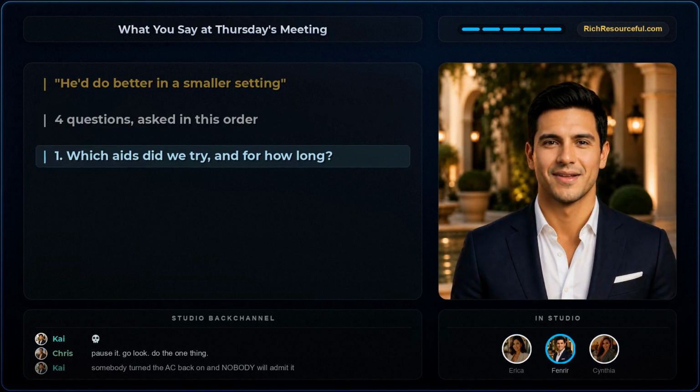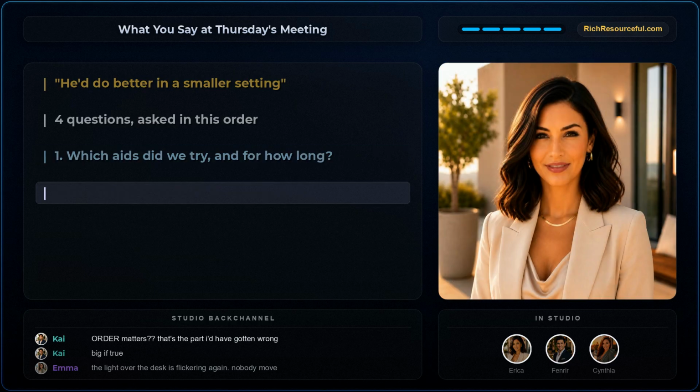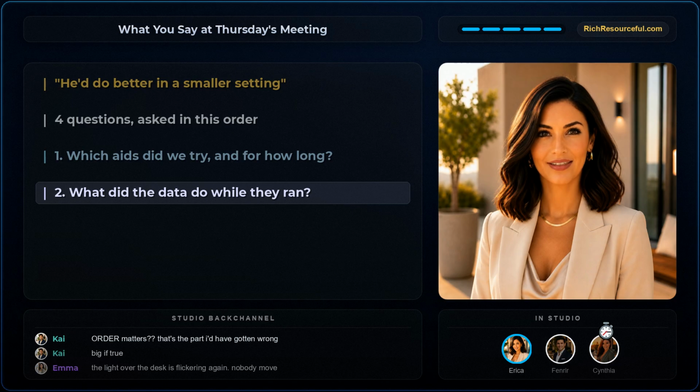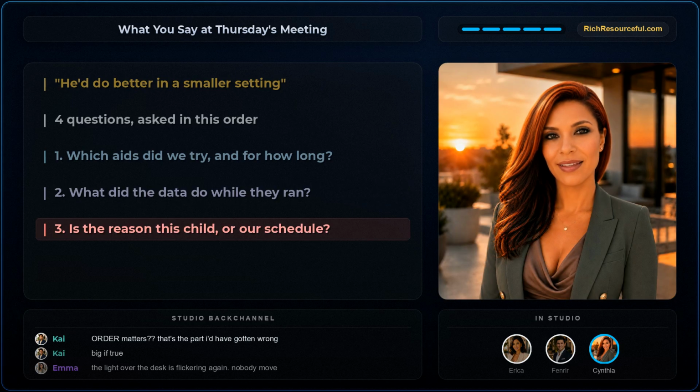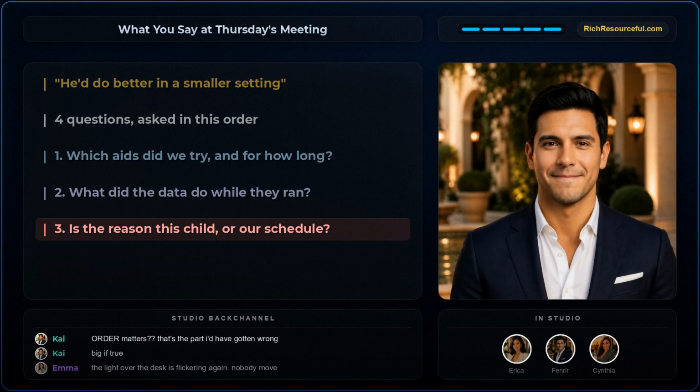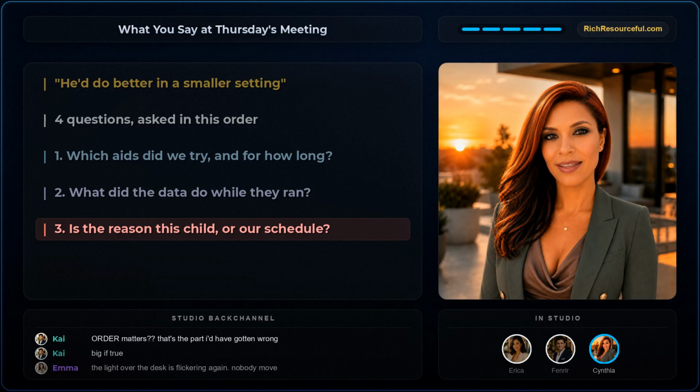1. Which supplementary aids did we actually try and for how long? 2. What did the data do while they were running? 3. Is this about the child or about our budget schedule? It's always the budget. Though the LRE rule does reach your budget. Its paragraph B says a state funding mechanism must not result in placements that violate paragraph A.